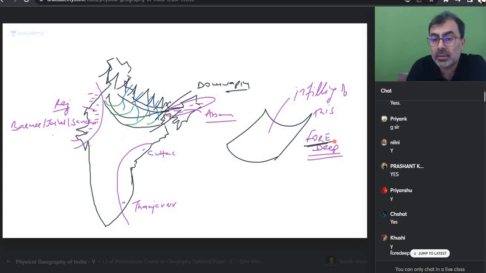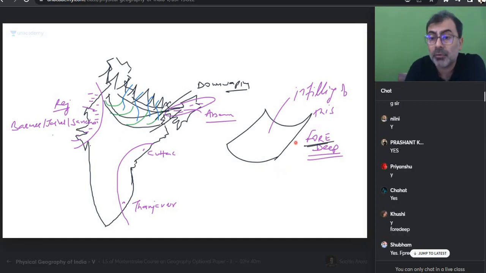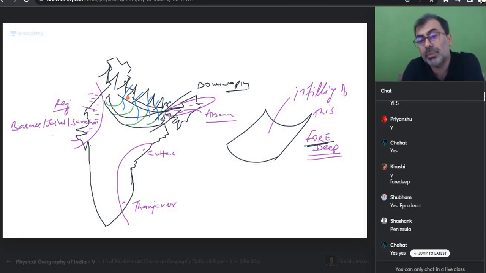Four means ahead, deep means low lying area. Ahead of what? Ahead of the peninsula. Remember northern flank. So four deep. Will you remember that? By the filling of the peninsula's four deep, this got formed. Two things done. And what happened here?